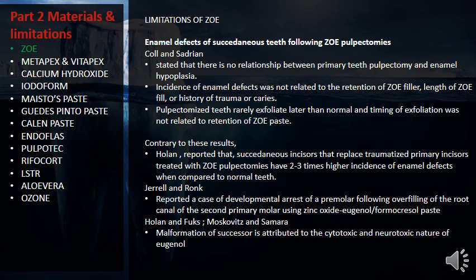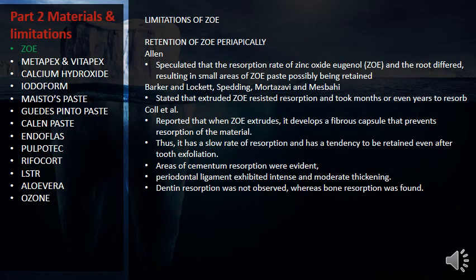paste. Contrary to these results, Holland reported that succedaneous incisors that replace traumatized primary incisors treated with zinc oxide eugenol pulpectomies have 2 to 3 times higher incidence of enamel defect when compared to normal teeth. Gerald and Ronk reported a case of developmental arrest of a premolar following overfilling of the root canal of the second primary molar using zinc oxide eugenol formocresol. According to Holland and Fuchs, Moskowitz and Samra, malformation of successors is attributed to the cytotoxic and neurotoxic nature of eugenol.